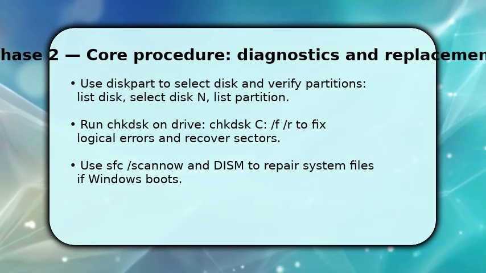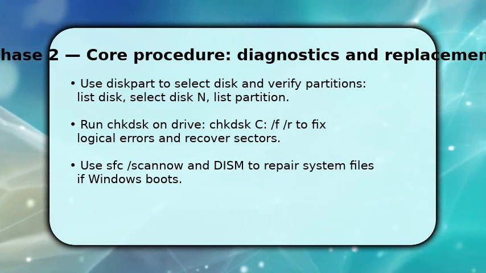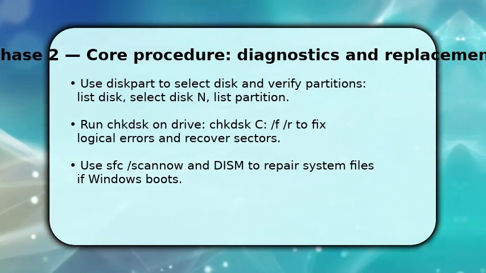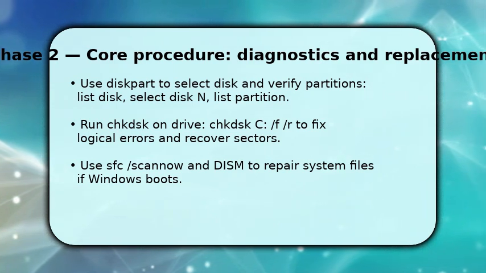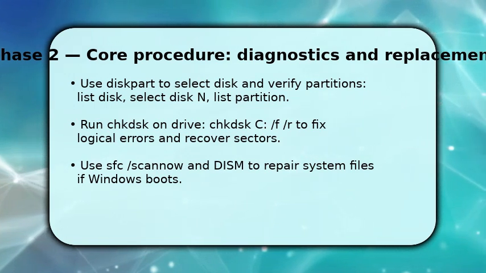List disk, select disk N, list partition. This prevents modifying the wrong disk. Once selected, exit diskpart and run chkdsk /f /r to repair file system inconsistencies and attempt sector recovery. This can take time, so be patient.